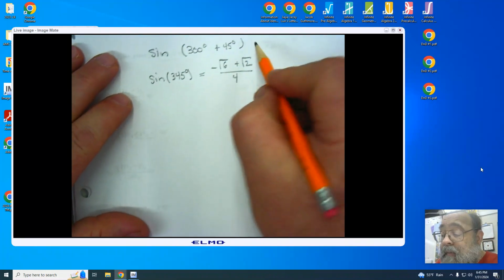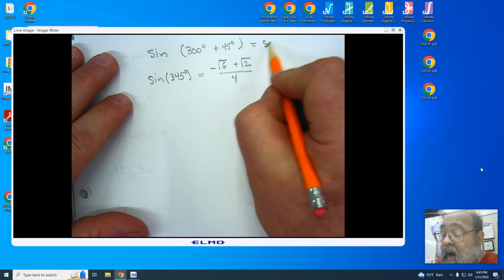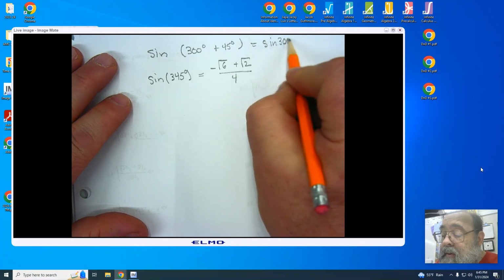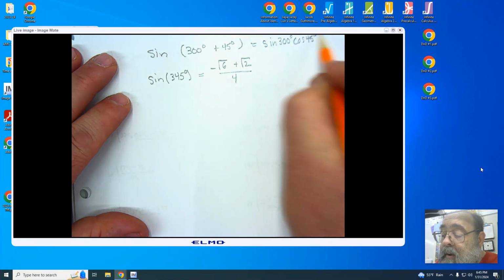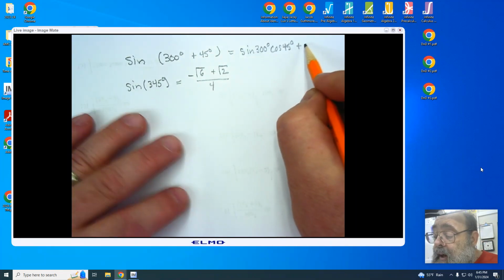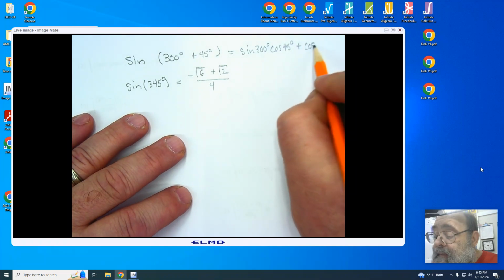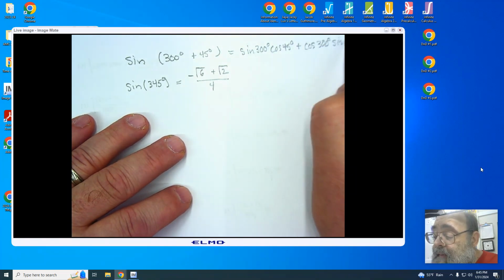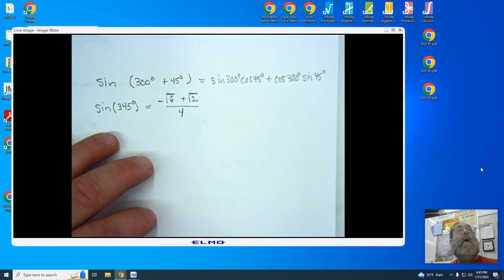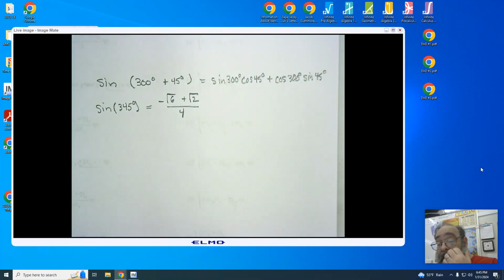I know that my formula has to be the sine of 300 degrees times the cosine of 45 degrees, and I have a plus, and now I'm working with the cosine of 300 degrees and the sine of 45 degrees. Once again, we are required to use our ratios in order to do this.